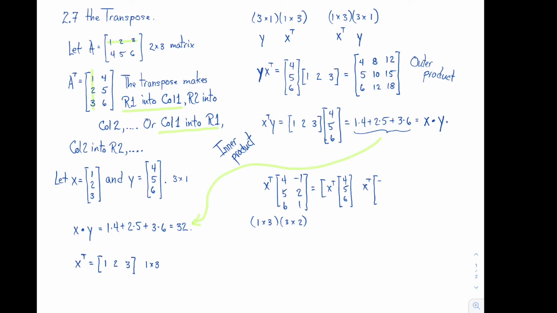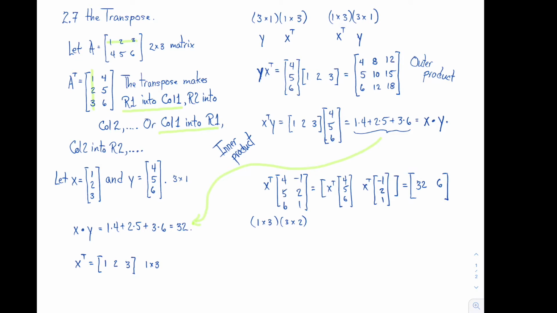And the second element will be x transposed times minus 1, 2, 1. And so you can work those out. Well, we've already done, no, we haven't done x. Yes, we have, x transpose 4, 5, 6. Well, we already said that was 32. And then x transpose times negative 1, 2, 1. That's going to be a minus 1 plus 4. That's 3 plus another 3 for 6. I believe that's correct. Okay, so now we've seen how the transposes are working.